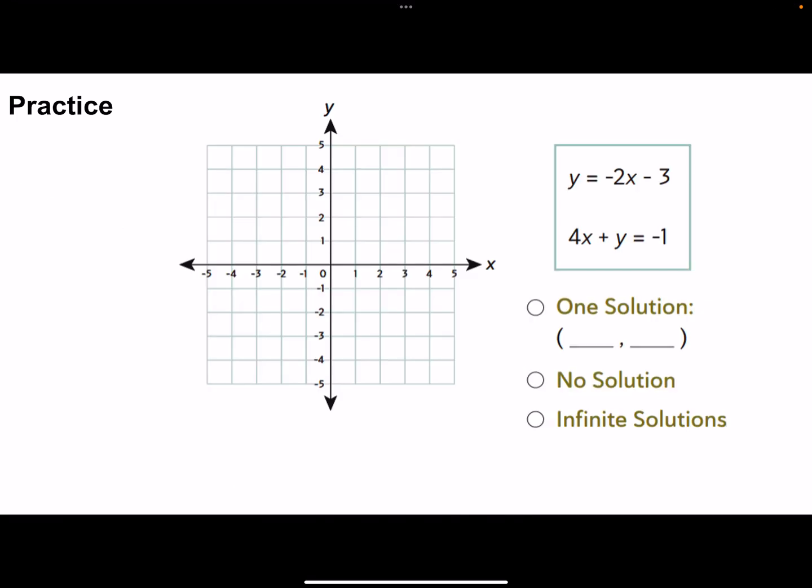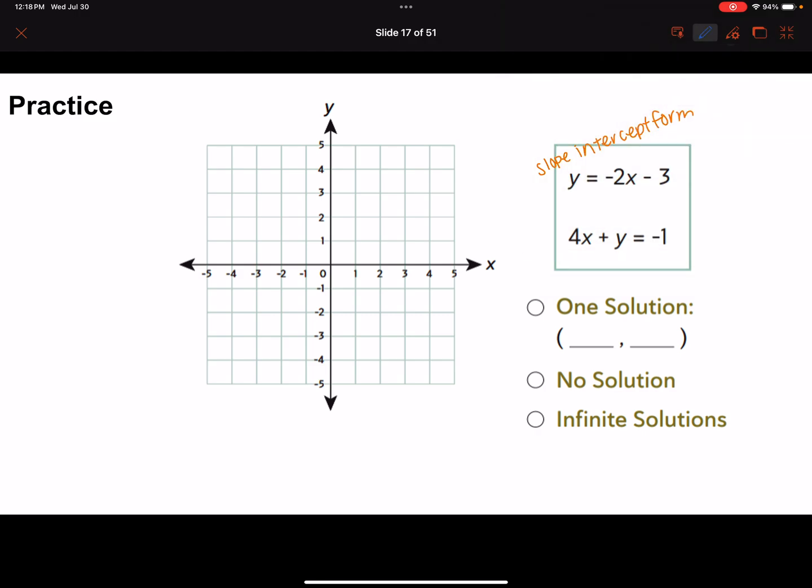Let's try the next one. Now, this one, take a look at your equations. Our first equation is already in slope-intercept form. That's good news for me. I can graph it as it is. Then I have standard form. So I can't graph that as it is. I'm going to have to change it to slope-intercept form in order to be able to graph it. To do that, I'm going to take away 4x on both sides so that I have y equals negative 4x minus 1. Now I'm able to graph both.